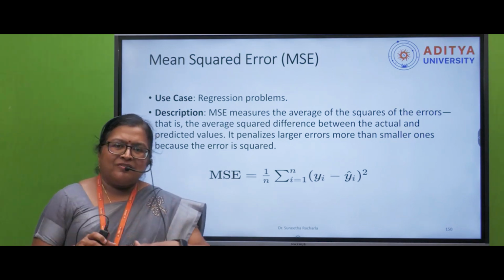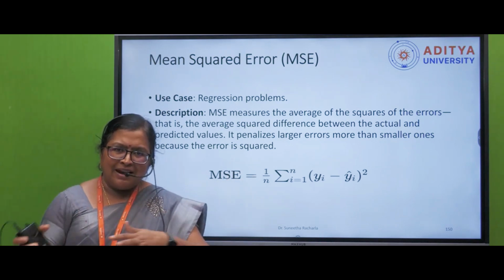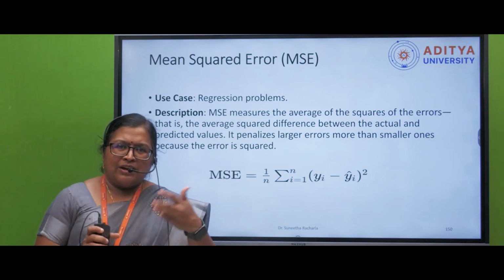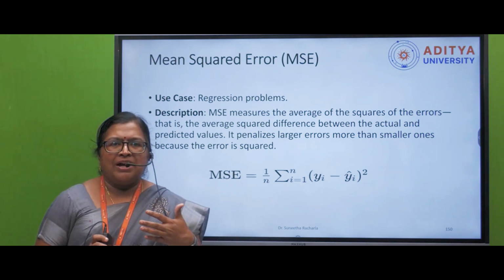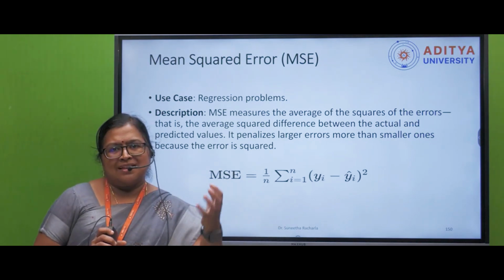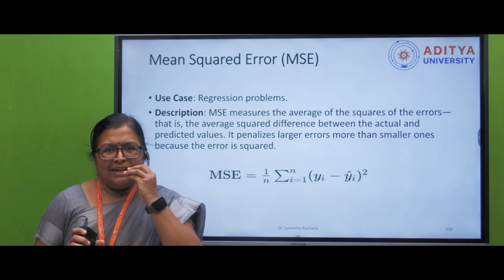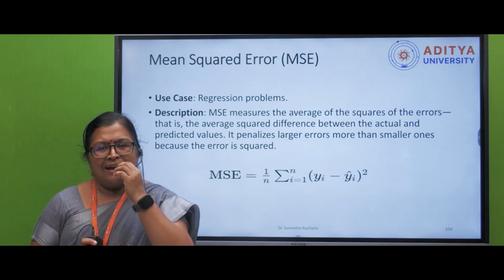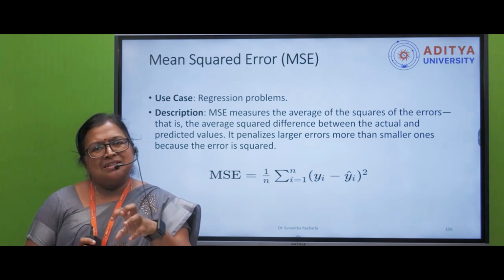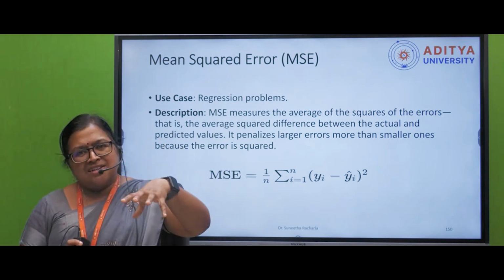But 90% sweetness is there, which shouldn't be there actually. Maybe you cannot make it very sweet, but you have made 90% sweetness in that dish. Then automatically he'll throw that plate. That is how MSE works. MSE always concentrates on the large errors.